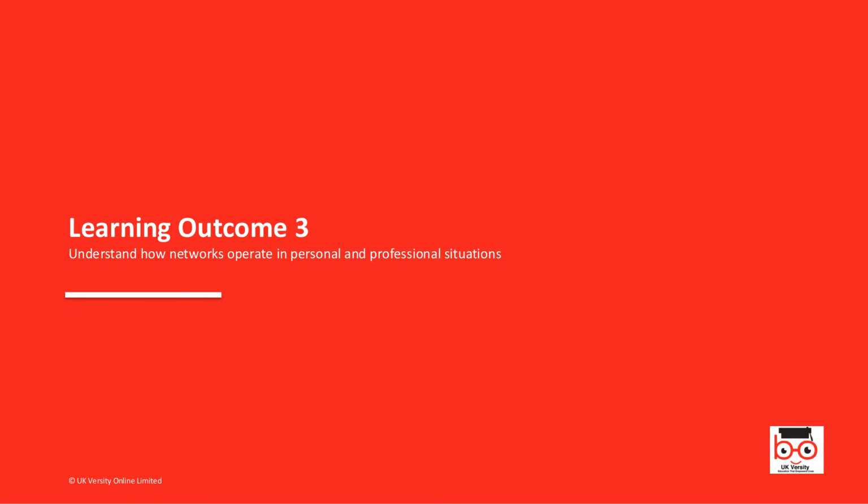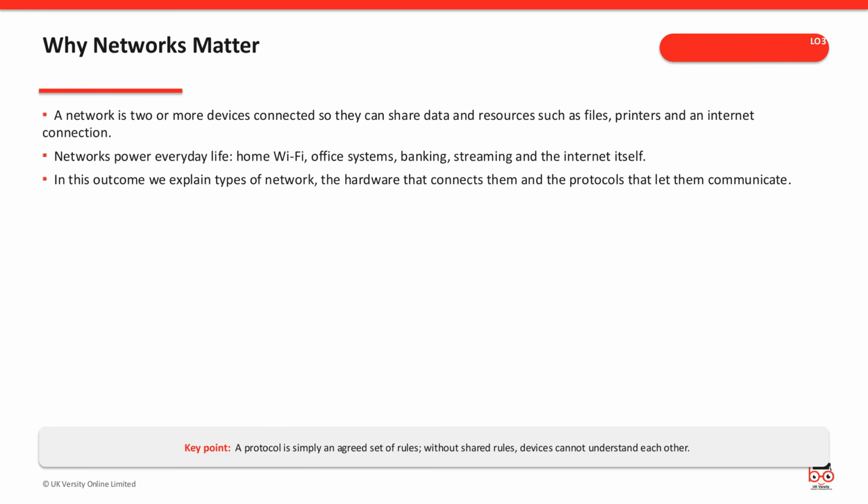This third outcome is all about networks, the connections that let computers share data and resources with one another. We will look at the different types of network, the hardware that stitches them together, and the protocols, the agreed rules, that let very different devices actually understand each other. Let us start with the simplest idea.